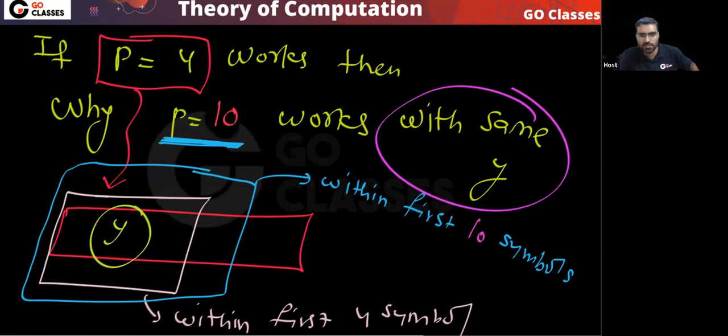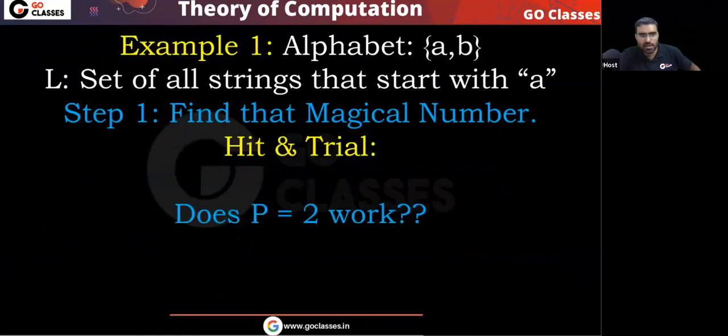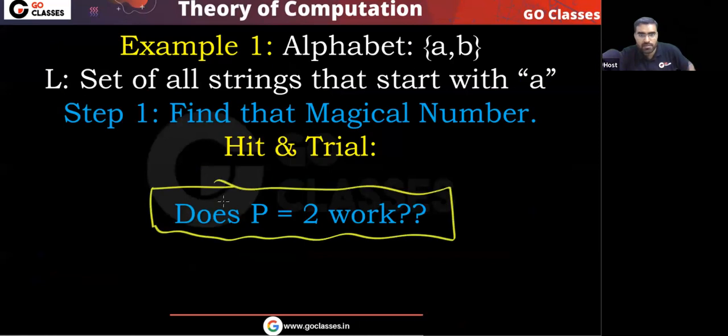Okay, so this is something interesting. Now you tell me one thing. If p equal to 4 is working, can I say p equal to 2 also will work? Can I reduce the range? No, that I cannot do. So now I have to check whether p equal to 2 is working or not.